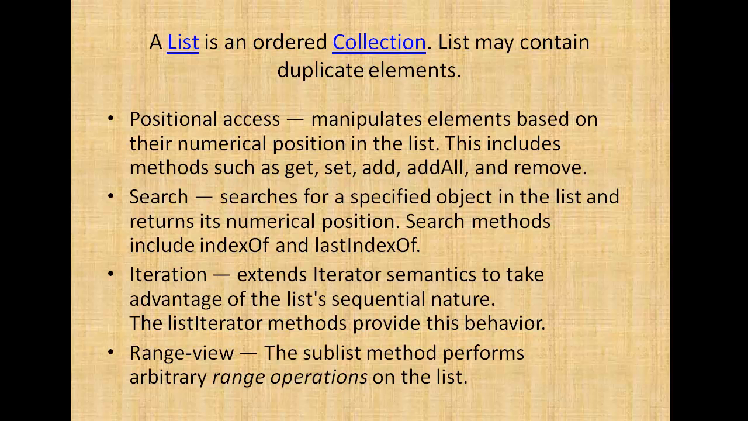Positional access manipulates elements based on their numerical position in the list, such as the get method, set method, add, addAll, and remove. For search, you can use indexOf or lastIndexOf. Iteration extends iterator semantics, and range view is taken with the sublist method. You can use the sublist method to take a sublist from the list. So now let's get started with Eclipse.